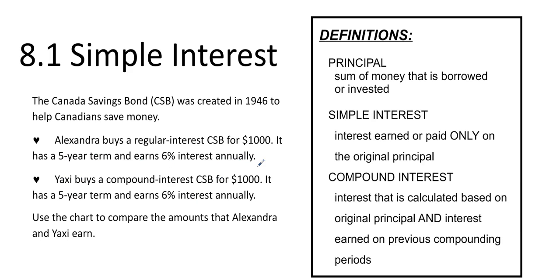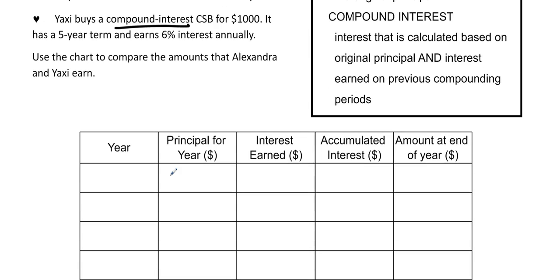Meanwhile, she buys a really similar bond, but it has compound interest. It's for the same amount of money, same term, and the same amount of interest annually. So the real difference is between the regular interest and the compound interest. Regular interest is actually the same thing as simple interest. Simple interest is earned or paid only on the original principal, so only on the $1,000. Principal is the amount that you borrow or invest. Compound interest is calculated every compounding period, so in this case every year we would calculate the interest. So we're going to do it and then maybe I'll be a little bit more clear.